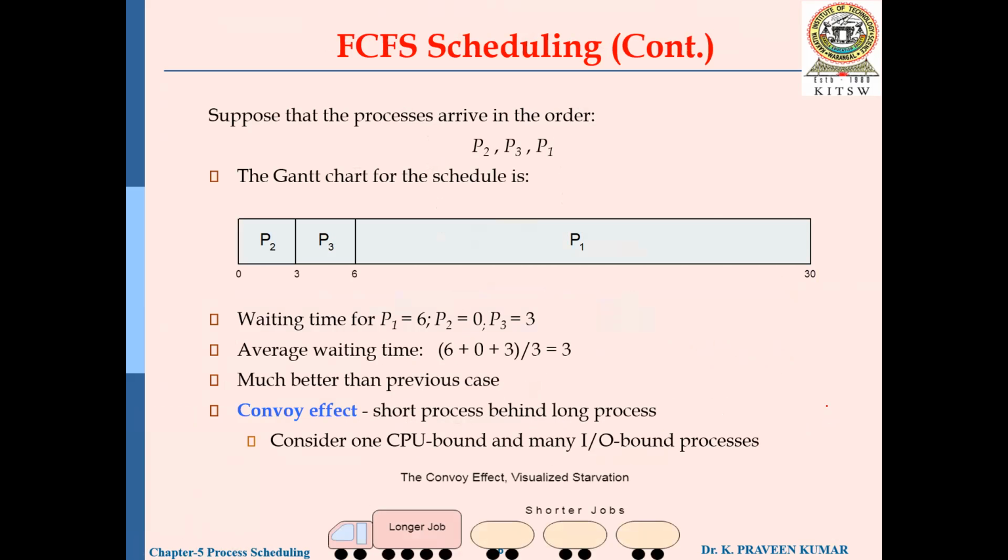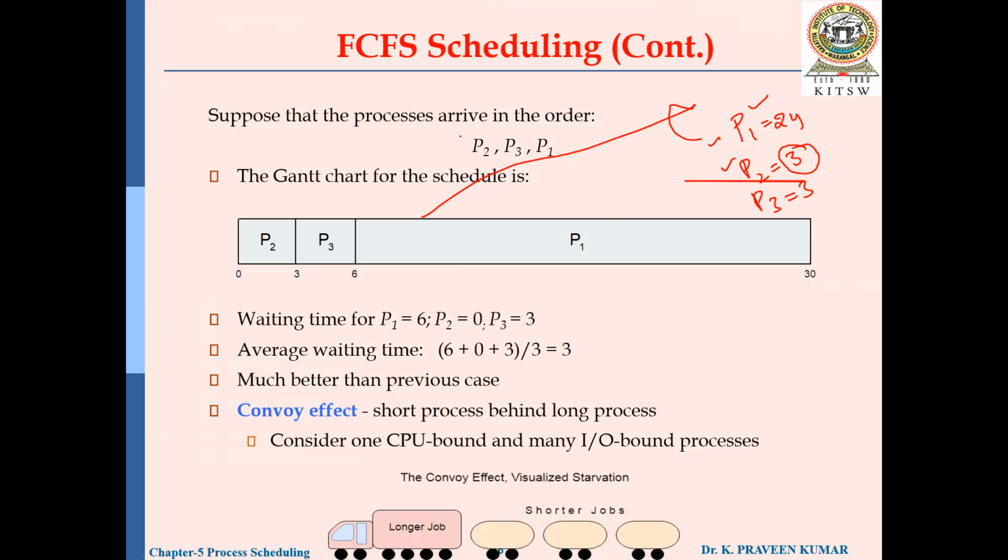The problem here is, in the given three processes, P1 is taking 24 units of time, P2 is taking 3 units, and P3 is taking 3 units. But comparing to P1, P2 has a very short burst time. It requires very short burst time compared to P1. Because of this, P2 is waiting for much time. This is the problem with FCFS.